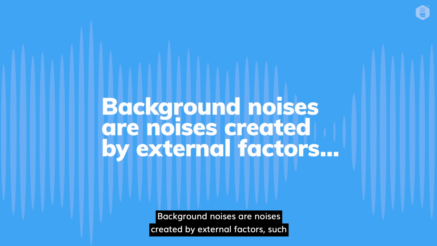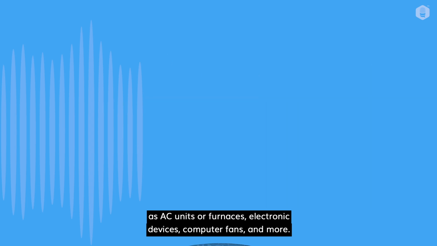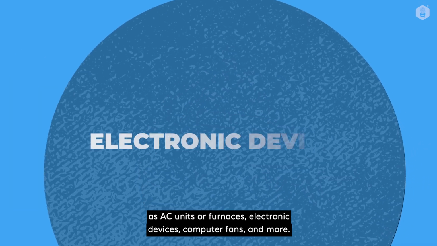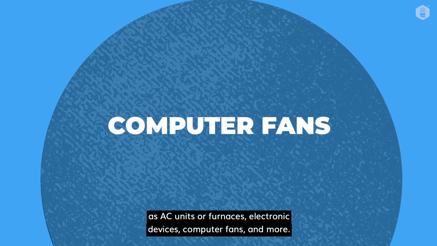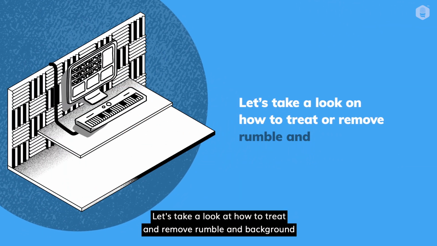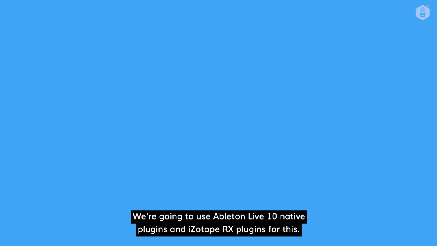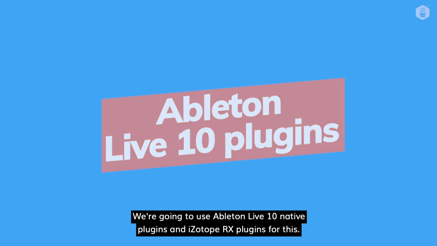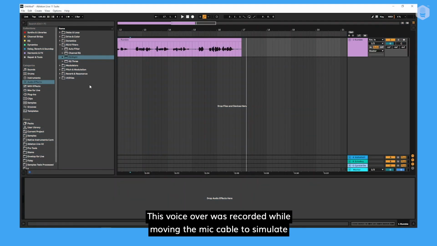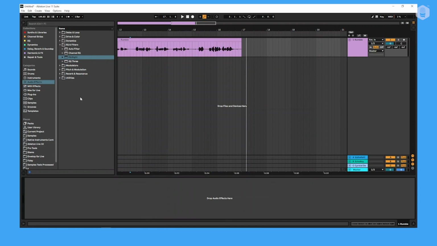Background noises are noises created by external factors, such as AC units or furnaces, electronic devices, computer fans, and more. Let's take a look at how to treat and remove rumble and background noise in post-production. We're gonna use Ableton Live 10 native plugins and iZotope RX plugins for this. Let's dive into it! This voiceover was recorded while moving the mic cable to simulate rumble and background noises.